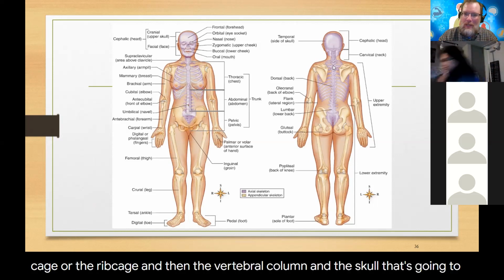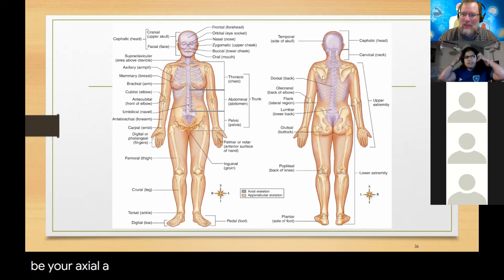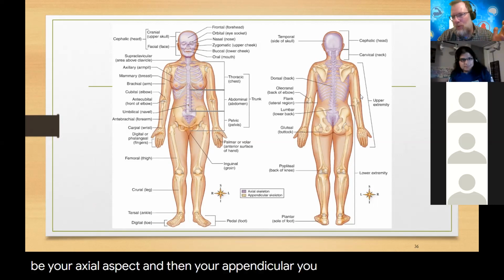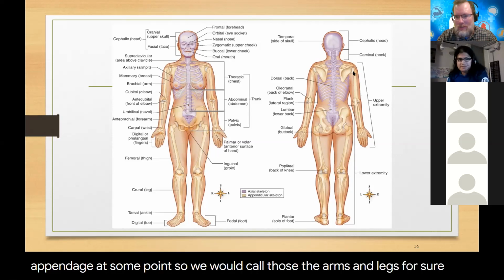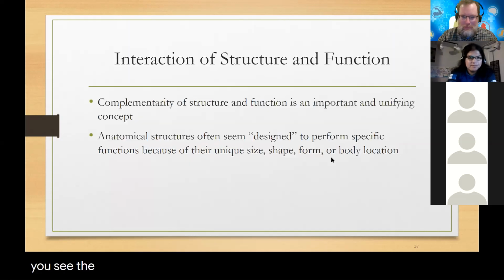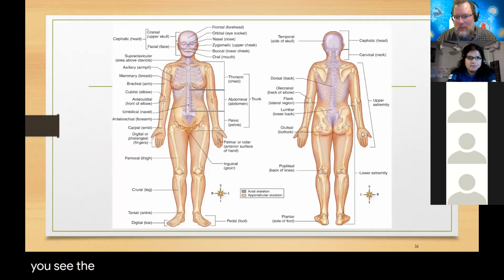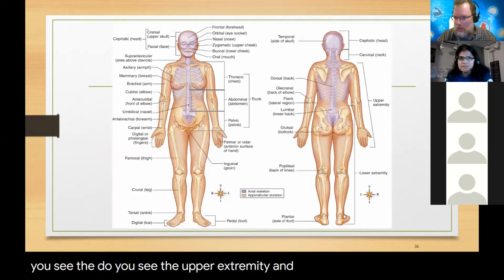That's going to be your axial aspect. And then your appendicular, you probably heard the word appendage at some point. So we would call those the arms and legs for sure. So you see the upper extremity and lower extremity.